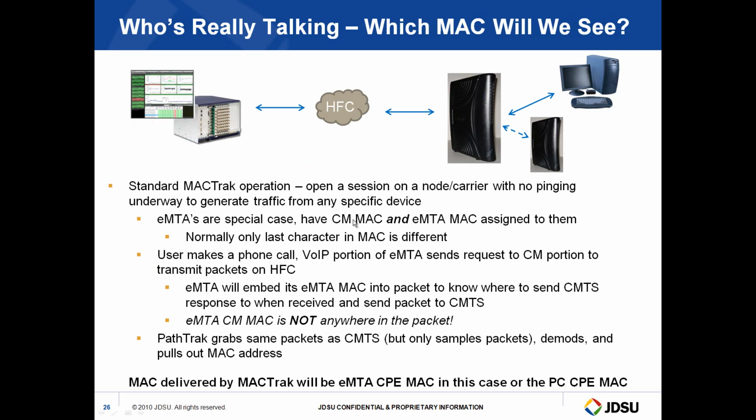EMTAs work similarly. An EMTA will have a cable modem MAC and an EMTA MAC. So if someone is just browsing the web from their PC, you'll be seeing the CPE MAC from this PC. If they're on a VoIP call, the EMTA section of this device will send a request to the cable modem section of the device to send the VoIP packet out on the web. In that case, during a VoIP call, you'll be seeing the EMTA MAC. Again, CMTS sees that as a CPE MAC, so your back office systems will report that. If you want to look that up, it'll be reported as a CPE MAC as well.